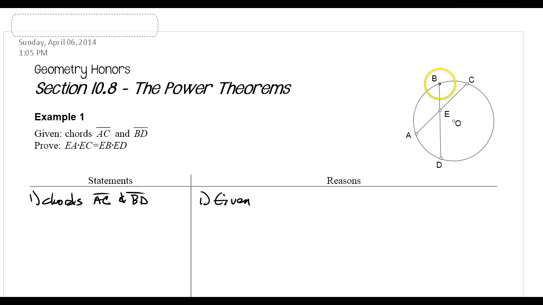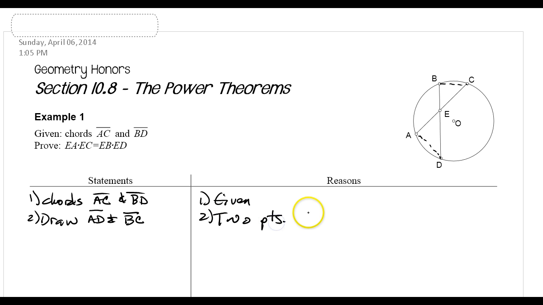segment BC, and I'm going to draw in segment AD. So now I've got two triangles. So I'm going to draw AD and BC, and these should both be segments. And our reason for that: two points determine a segment.